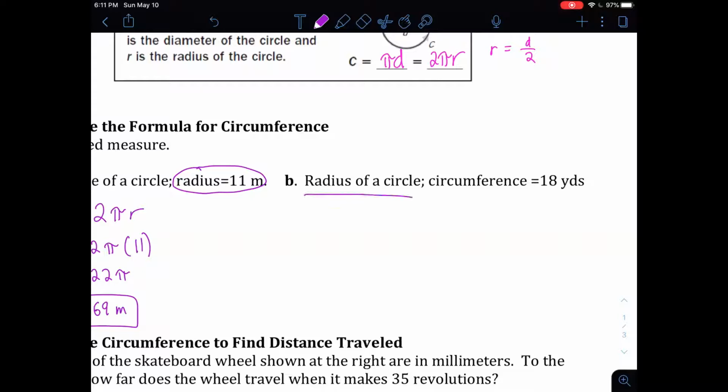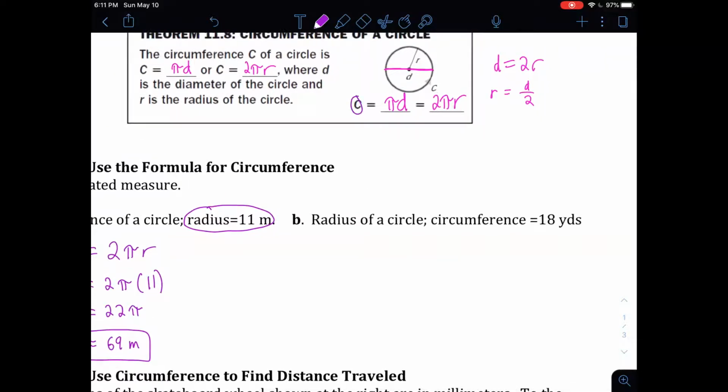We're looking for the radius of a circle, and we know the circumference is 18 yards. So which formula are we going to use again? C = pi d, or 2 pi r? Which one has radius in it? 2 pi r. So we're going to use C equals 2 pi r. And we know the circumference, C, is 18.